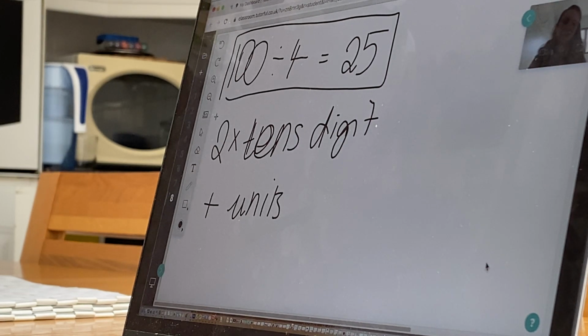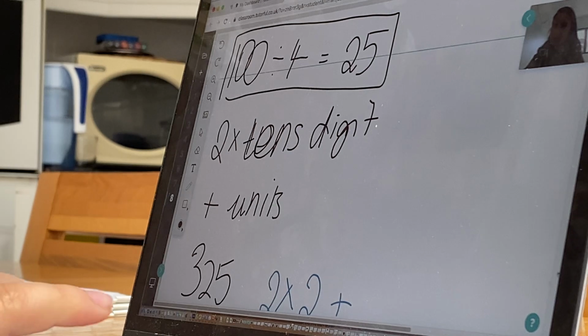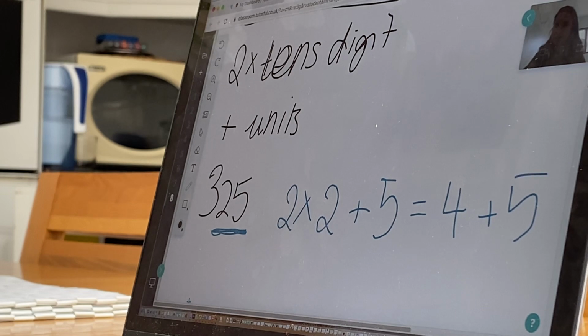Let's take, for example, 325. We only have to check the last 2 digits, so we only have to check whether or not 25 is divisible by 4. We take 2 times the tens digit, so 2 times 2, plus the units, plus 5, which gives us 4 plus 5, and this is equal to 9. So that tells us that it is not divisible by 4, because 9 is not divisible by 4.